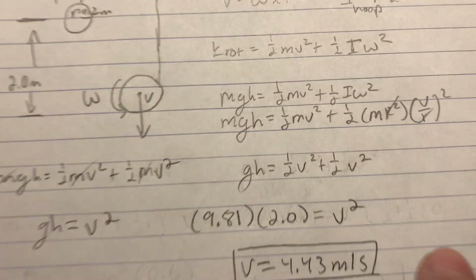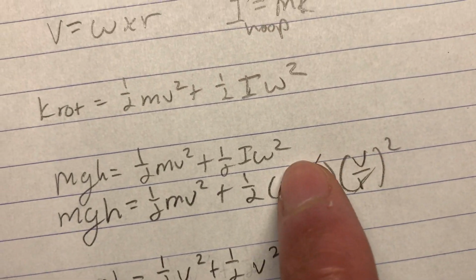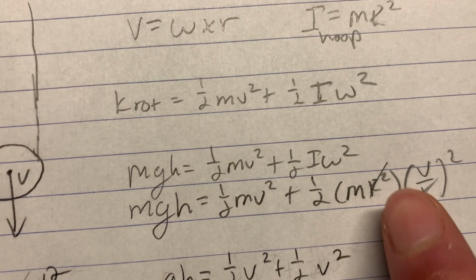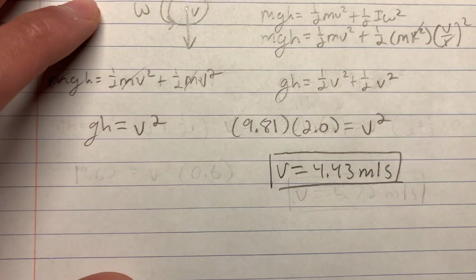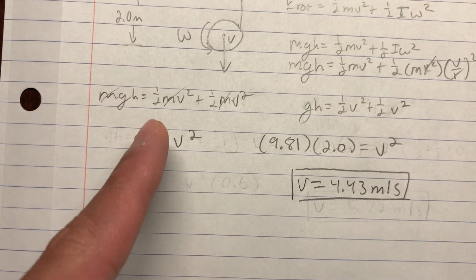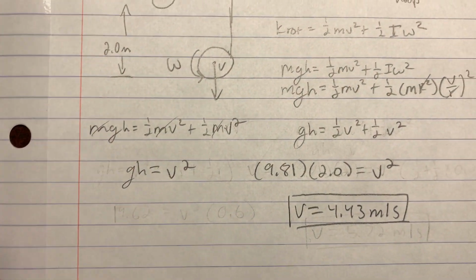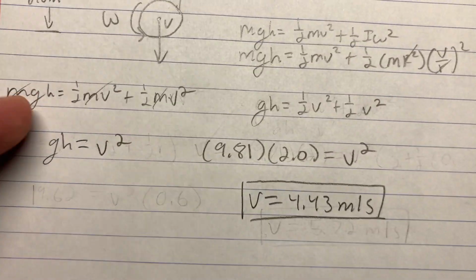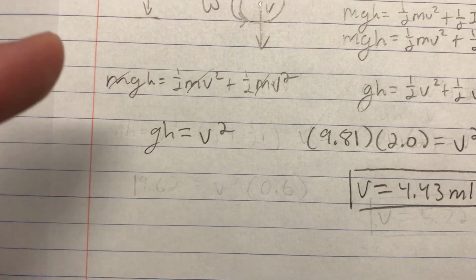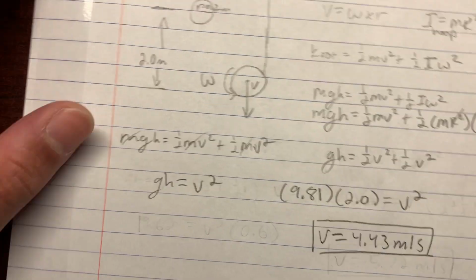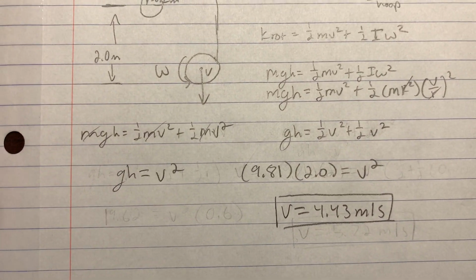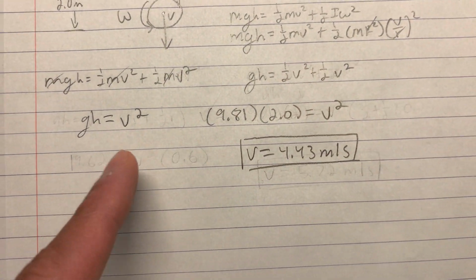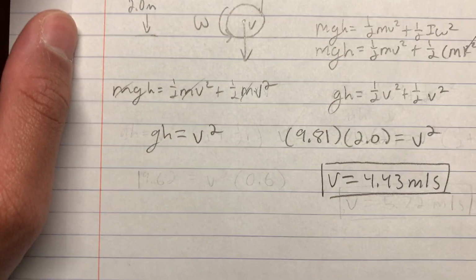And so you plug that in, and so your radius cancels out, so mr squared. See, if you square this, that will be velocity squared over r squared, so radius cancels out, and you're left with mgh is equal to 1/2 mv squared plus 1/2 mv squared. And then you cancel out mass, because mass is in every term, and you're left with gravity times height is equal to 1/2 v squared plus 1/2 v squared. And so that's just equivalent to v squared equals gravity times height.